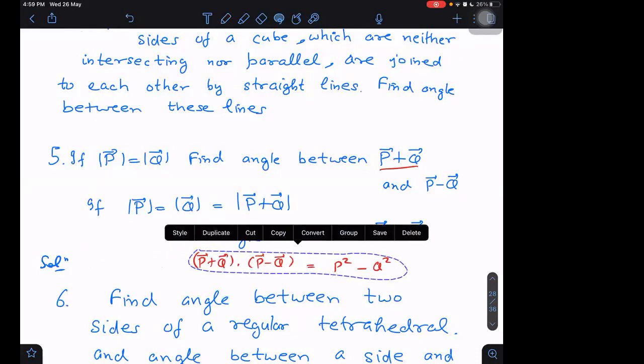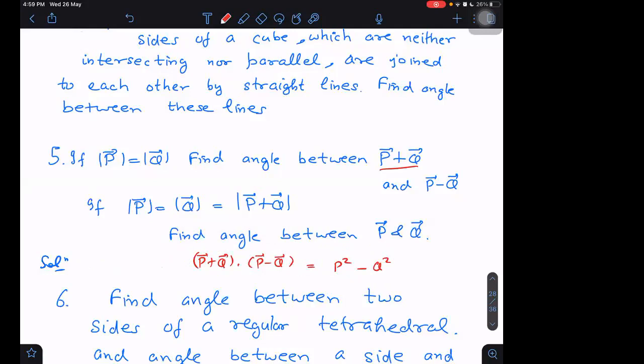But we also know by dot product what we get: magnitude of one into magnitude of other into cos of angle between them. Means cos theta will be this divided by mod of P plus Q into mod of P minus Q. But what is the term coming out to be? 0. It means what is the angle? 90 degrees. Angle is 90 degrees only. P is equal to Q, it is given. That's why I'm writing P square minus Q square equal to 0. If you are thinking why I'm writing P square minus Q square equal to 0, because it is given in the question itself that P is equal to Q.